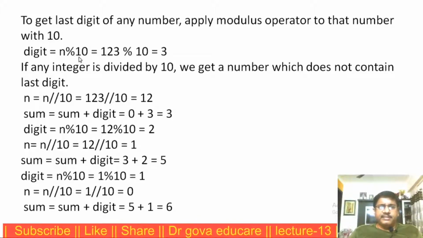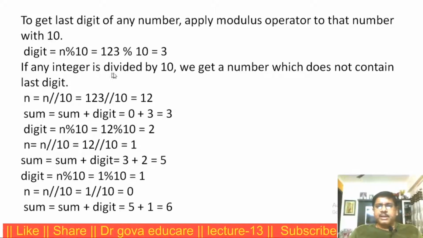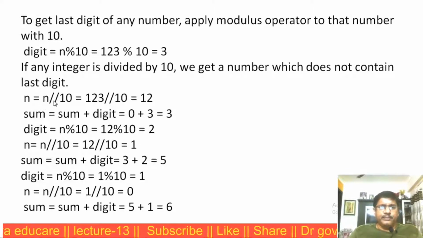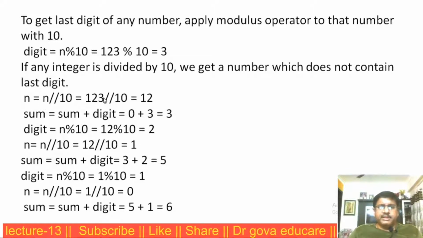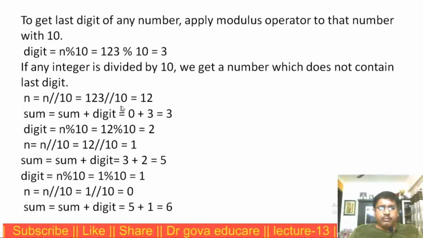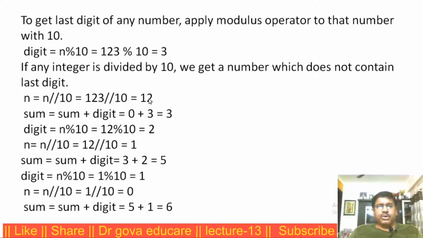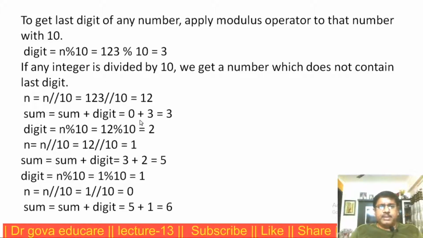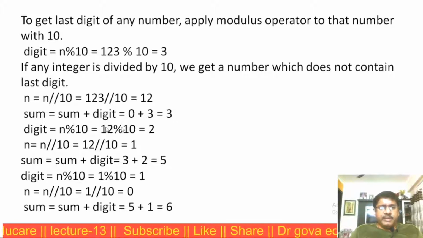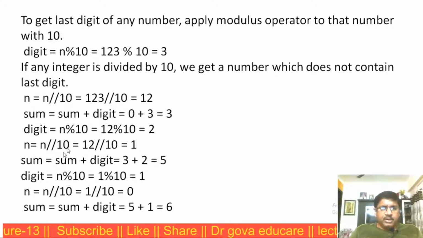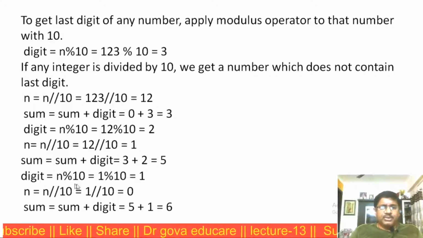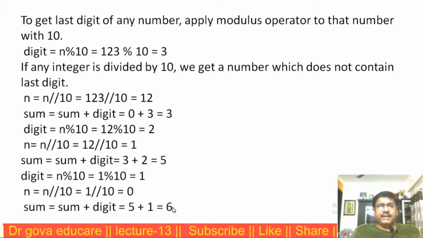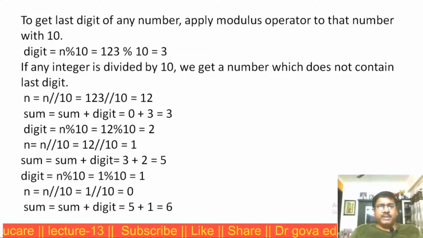It is integer division, we get the number which does not contain the last digit. Therefore n is equal to n floor division with 10, which is 123 floor division 10, equal to 12. This is the digit I want to calculate the sum. Sum is equal to sum plus digit, 0 plus 3. Now repeating the same two more times, we get the sum is 6. For 123, the sum of the digits 1 plus 2 plus 3 is 6.